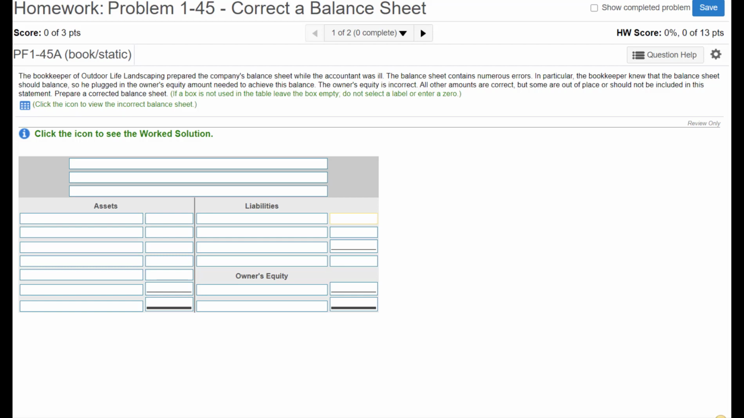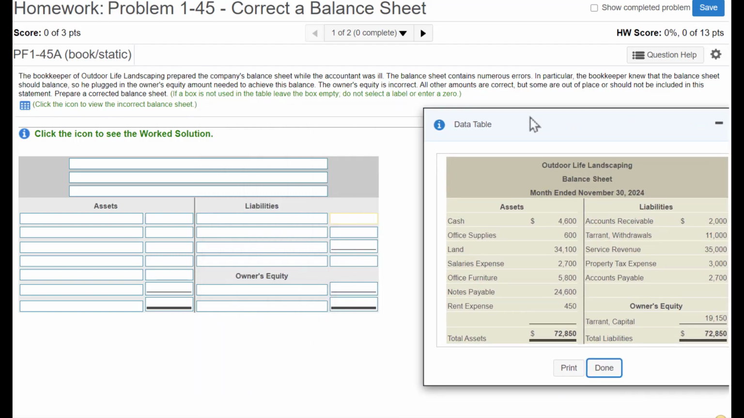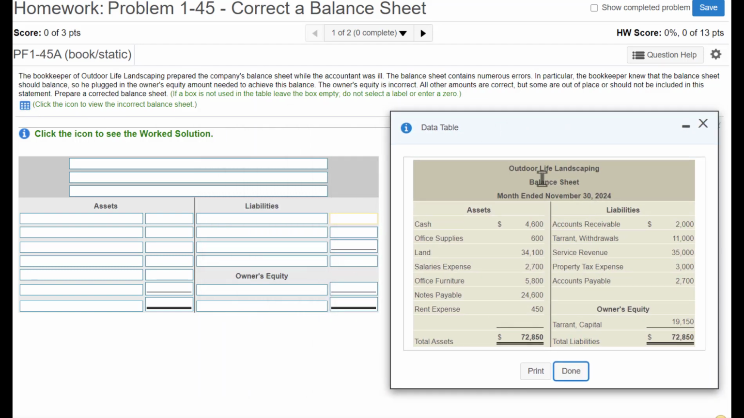Problem 1-45, we're going to correct a balance sheet. The bookkeeper of Outdoor Life Landscaping prepared the company's balance sheet while the accountant was ill. The balance sheet contains numerous errors. So here's a balance sheet, by the way. This balance sheet here contains numerous errors.